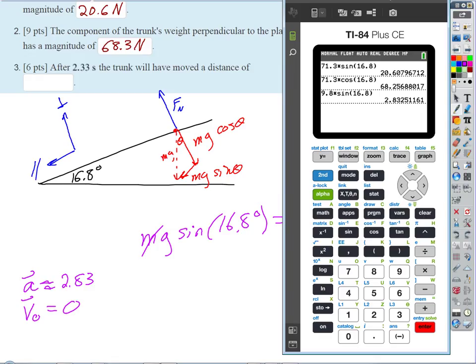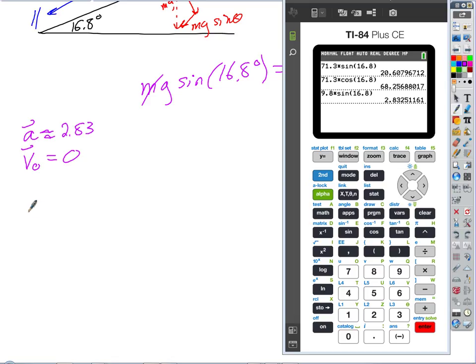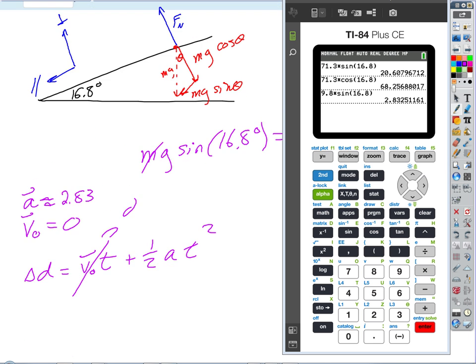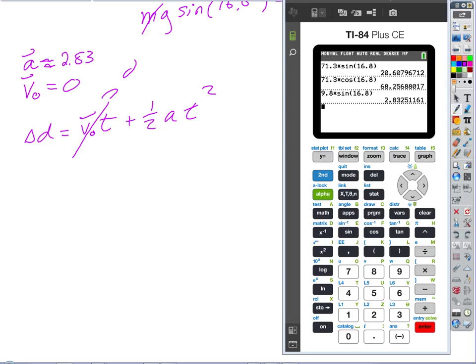It's just going to be delta D equals V naught T, but that's 0, plus 1/2 a t squared. Hold on, is that the one we want? Yeah. Let's see. Oh, they give us a time, don't they? Yeah, they give us a time. 2.33 seconds. Yeah, so t equals 2.33, so I'll just plug that into my calculator, right? And I can even just use the calculator number that I've already got there.